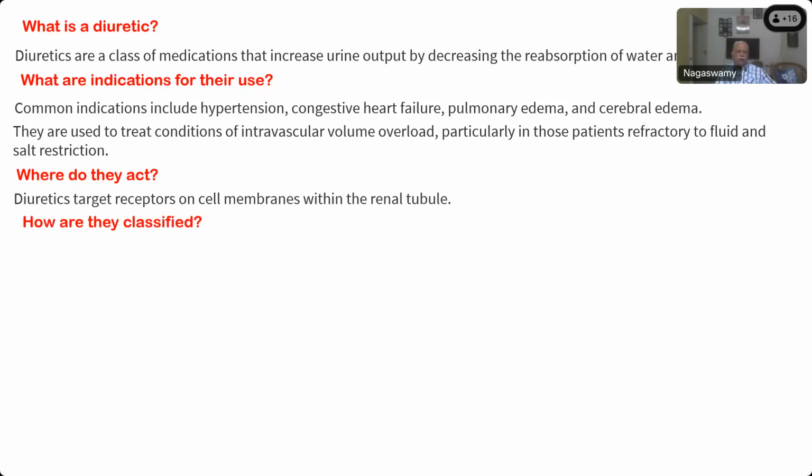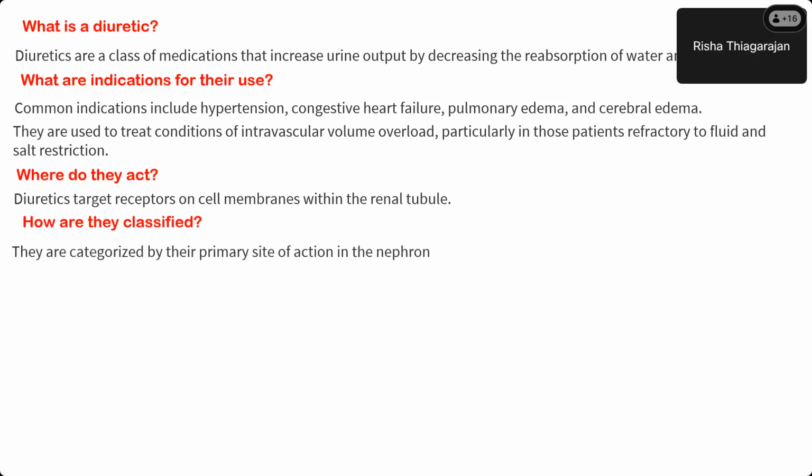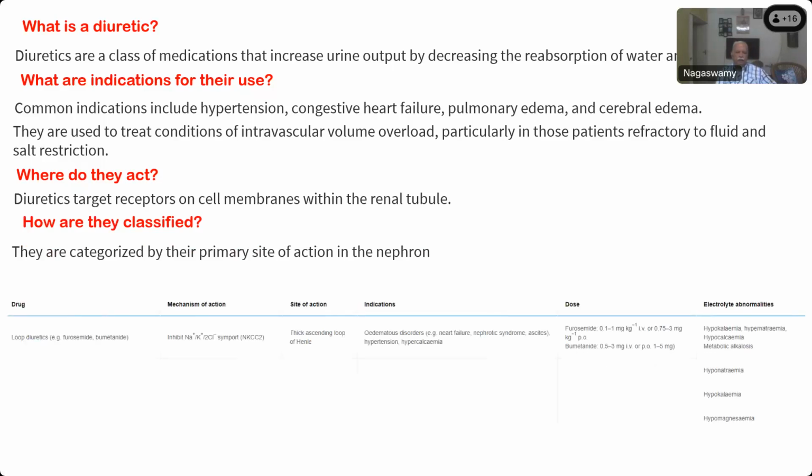And how are they classified? Depending on the site they act. Loop diuretics, potassium-sparing diuretics, thiazide diuretics, carbonic anhydrase inhibitors. So they are categorized by their primary site of action in the nephron. Okay, it has to act on the nephron to regulate the flow and increase urine formation. All these things have to be done by action on the nephron. So this is the classification.